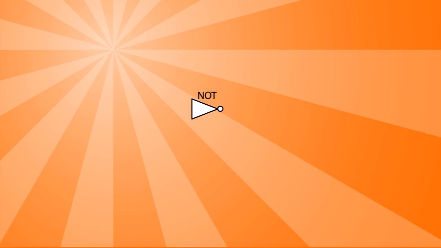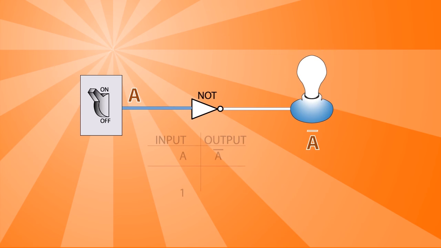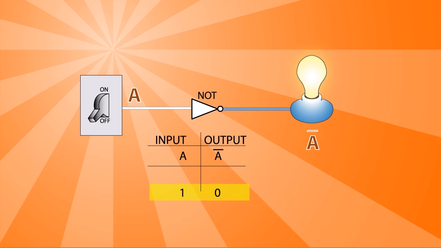This is a NOT gate. It has one input, and the output, as the name suggests, is the opposite of the input. The output is not the input. We'll mark the input A. If A is 1 or on, then not A is 0 or off. If A is 0, then not A is 1.